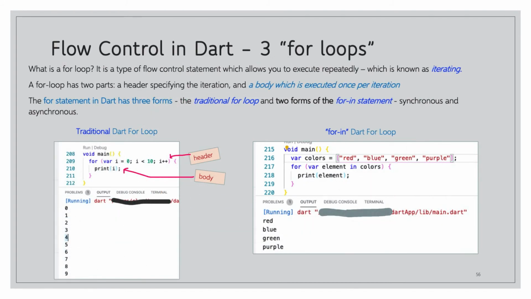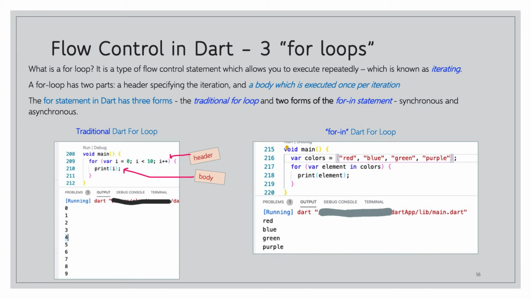We are still on our journey of learning about flow control, but we're changing to a different type. Now we're examining the for loop. A for loop is a type of flow control statement which allows you to execute repeatedly. This is known as iterating. A for loop has two parts. There is a header specifying the iteration and a body which is executed once per iteration, so once per loop.